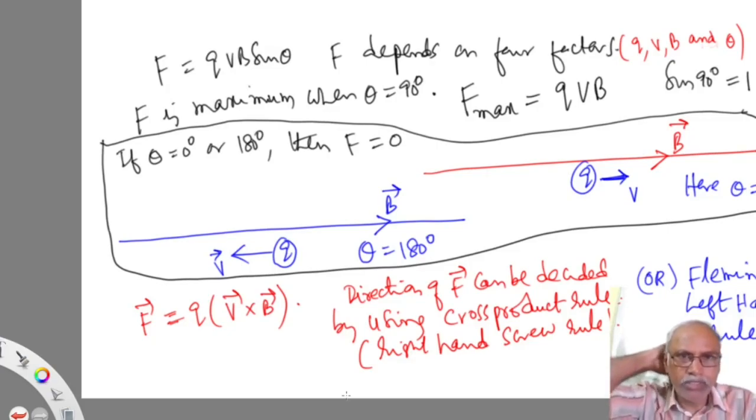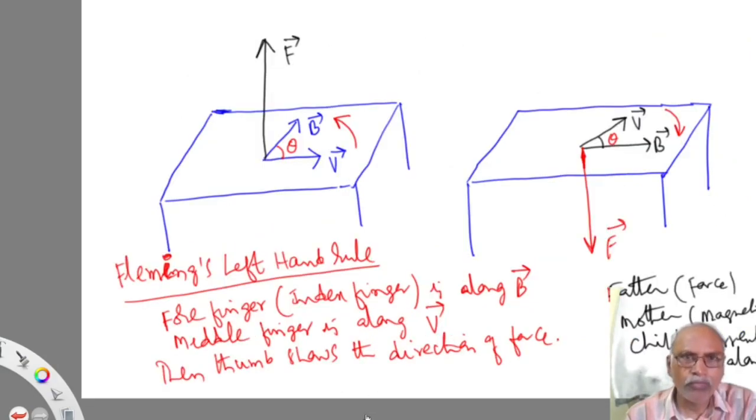If theta is 0 degrees or 180 degrees, that is, if the charged particle is moving parallel to the magnetic field or in the opposite direction to the magnetic field, in either case the force is 0. The charged particle does not experience any force when it is moving parallel or anti-parallel to the magnetic field. Direction of force can be decided by using the cross product rule, the right hand screw rule, or Fleming's left hand rule.